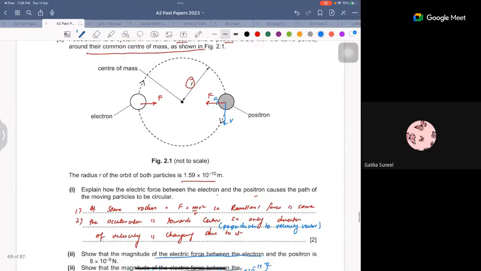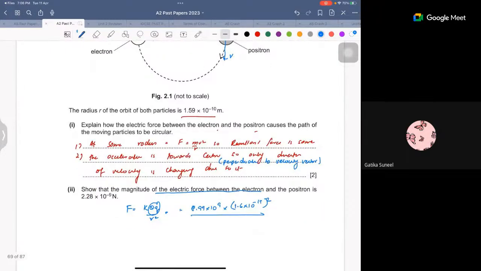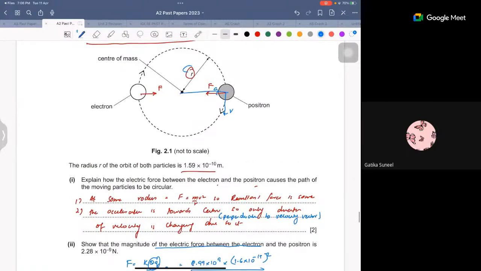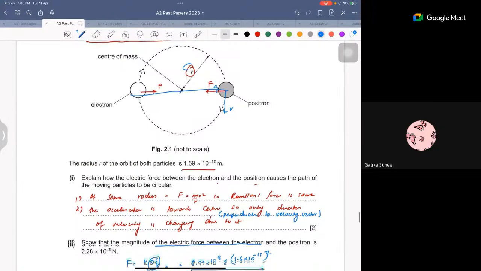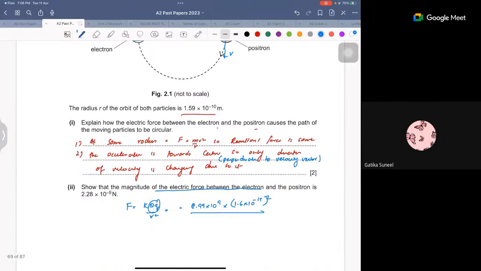And the distance between them is basically the radius that is given. Radius means half the distance, so we got to multiply by 2. So it will be 2 times 1.59 times 10 raised to minus 10, and whole squared. What do you get? I think you should get the same, right? Yes, exactly. Very good. If you have any questions, please let me know.